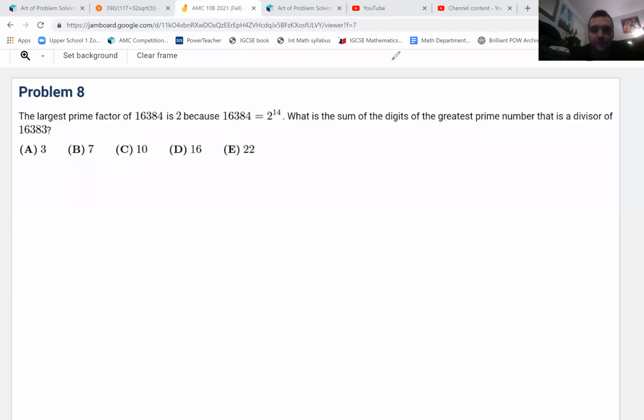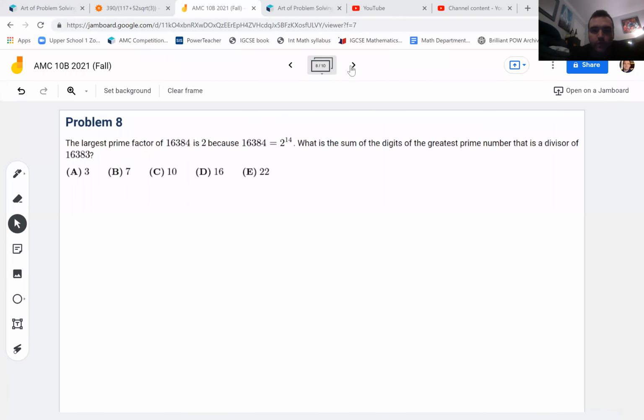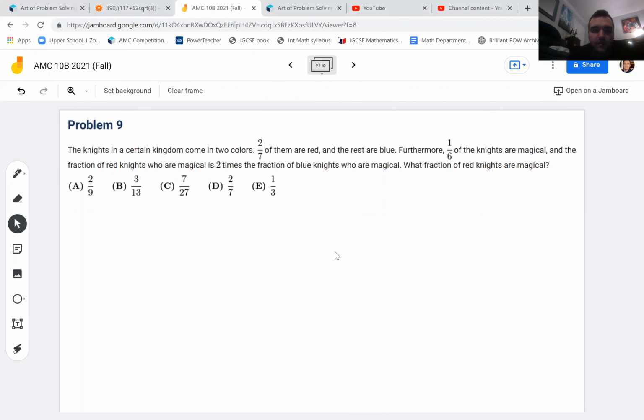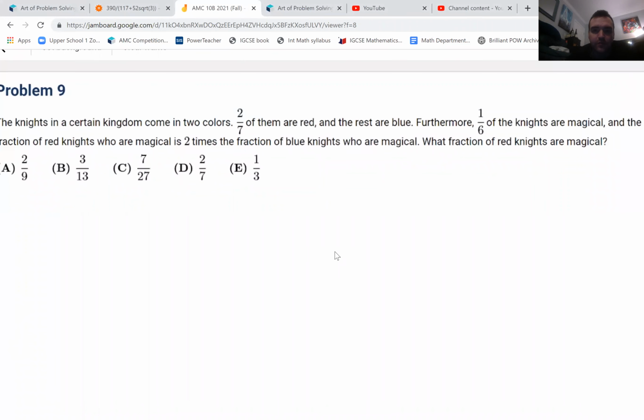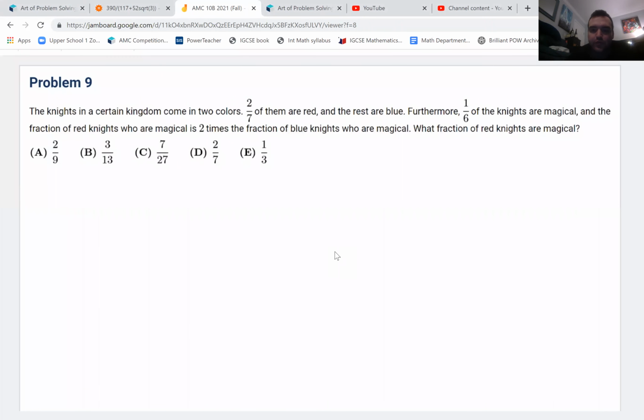All right, let's see what's next. All right, number 9. The knights in a certain kingdom come in 2 colors. 2/7 are red, the rest are blue. Furthermore, 1/6 of the knights are magical, and the fraction of red knights who are magical is 2 times the fraction of blue knights who are magical. What fraction of red knights are magical?